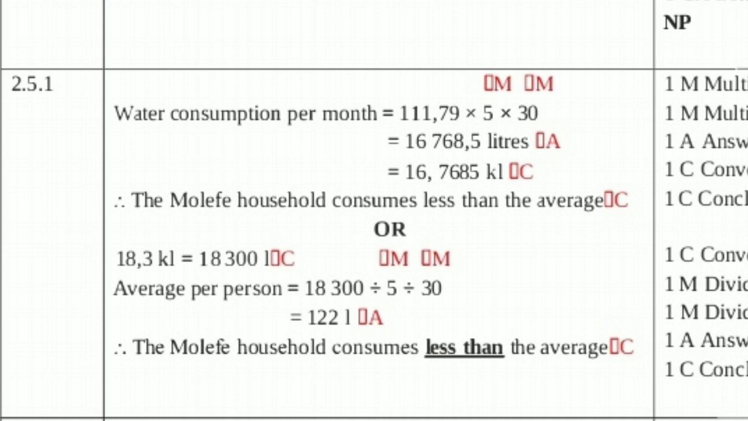Remember that Mulife used what? 18.3 kiloliters. That simply means the Mulife household consumes less than the average. So always remember, guys, when you deal with this, you have to move the comma. Don't be confused and be like, wow, this is a huge amount. Just move the comma and put it after the 16, as you can see on the screen. I hope, guys, the screen is visible.